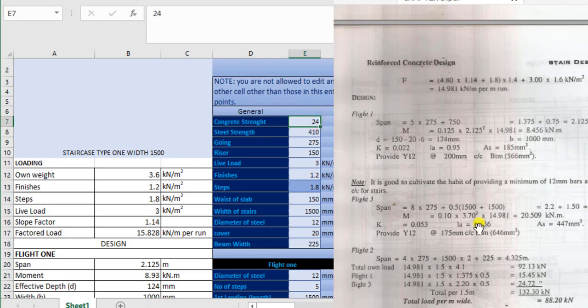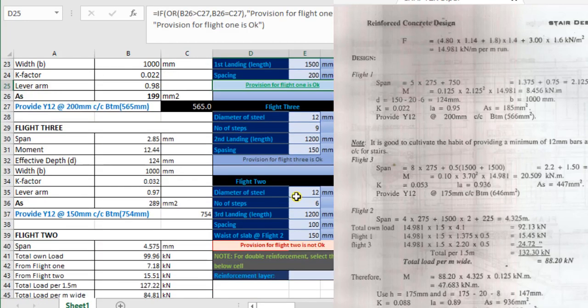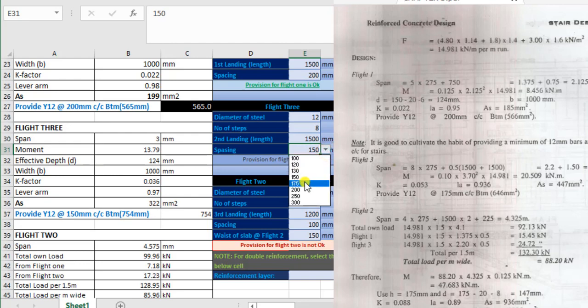We are asked to use 25. Let's look at it again. Alright, now the next one is flight 2. What do they do? Flight 2 has 8 steps, and we are still using 1,500. Let's look at the spacing. They are using 175.